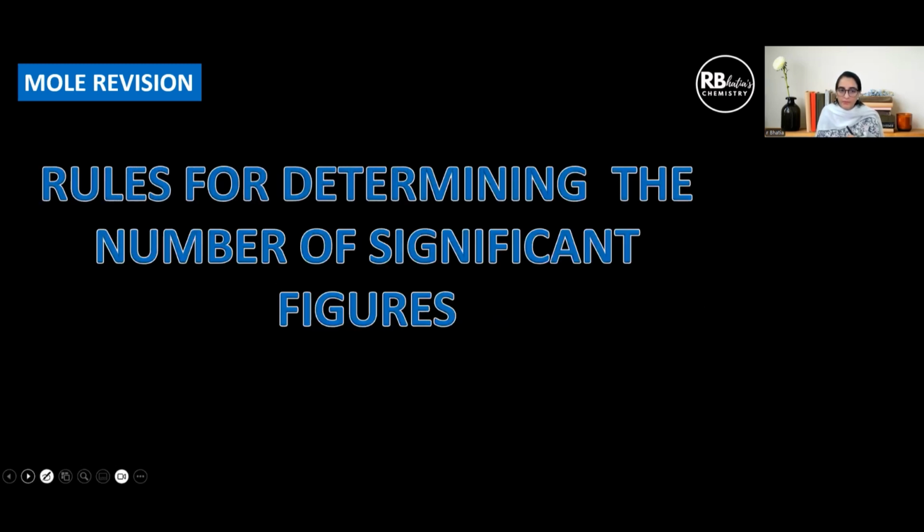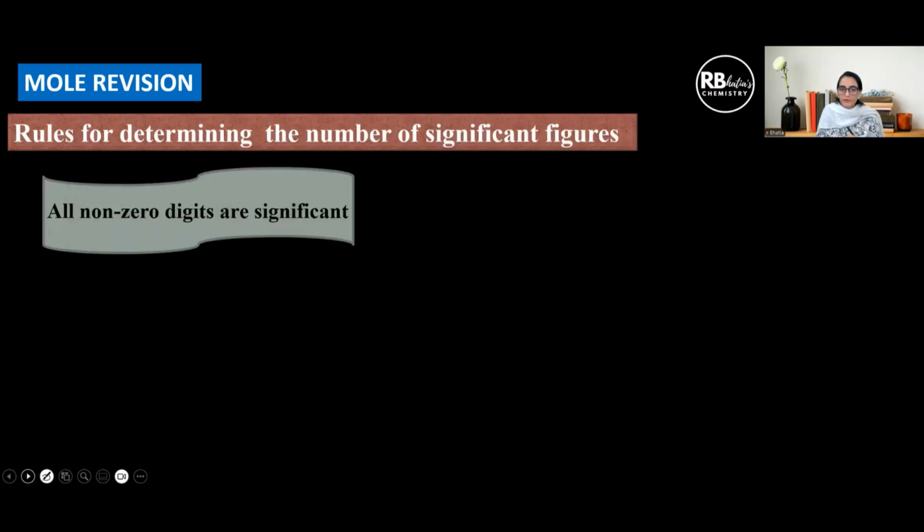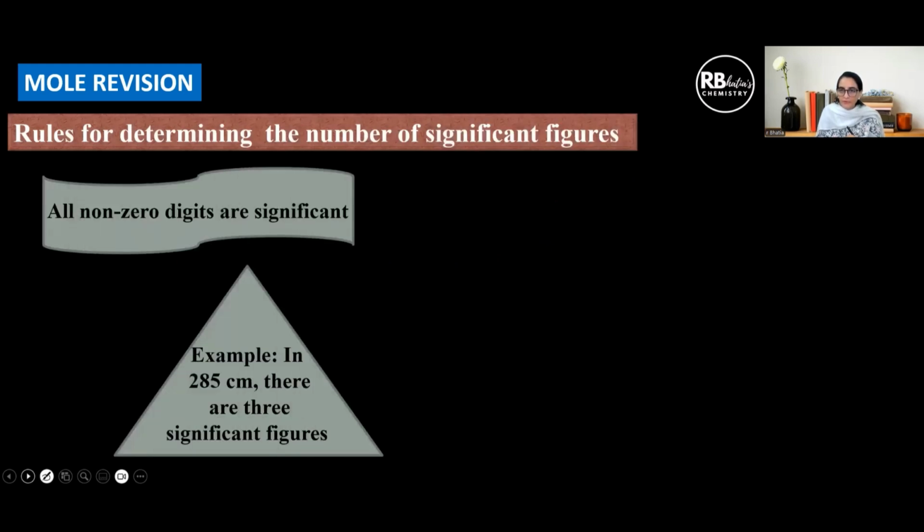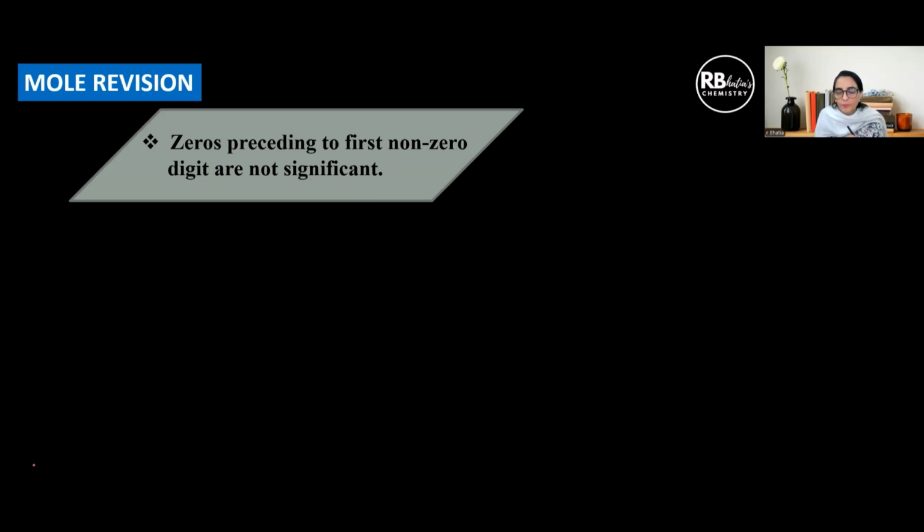Now we are coming to the rules for determining the number of significant figures. Rules for determining significant figures: all non-zero digits, like numbers 1, 2, 3, 4 onwards till 9, are significant. For example, 285 centimeter has 3 significant figures. Zeros preceding, meaning coming before, the first non-zero digit are not significant.